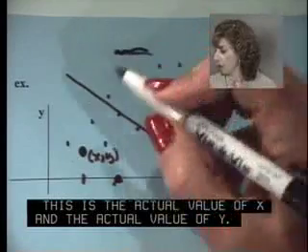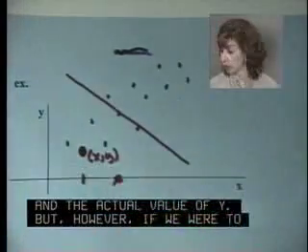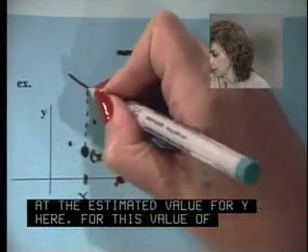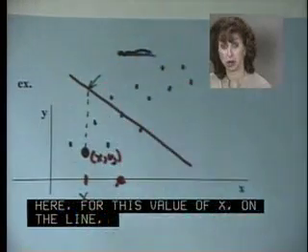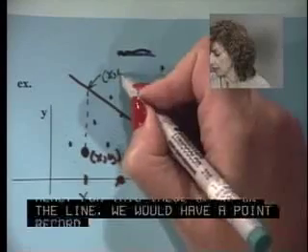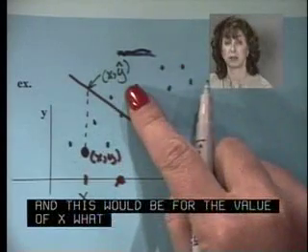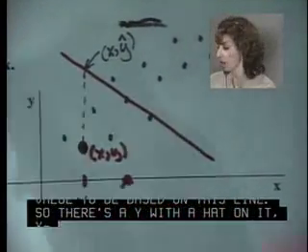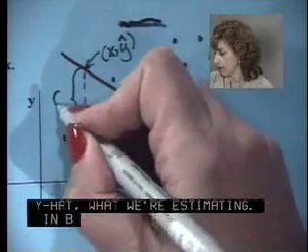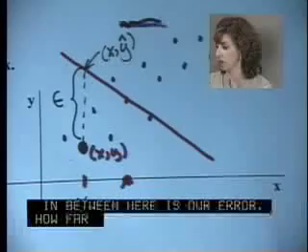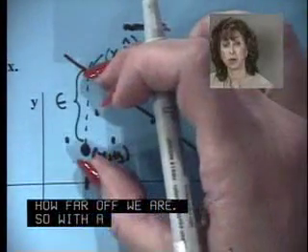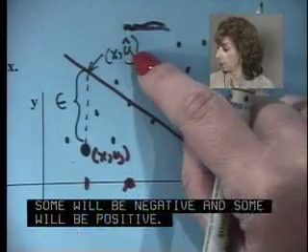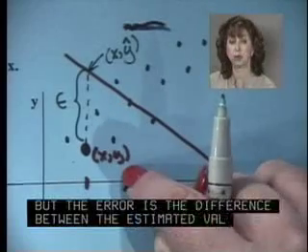However, if we were to look at the estimated value for y here, for this value of x, on the line, we would have a point recorded on the line, and this would be, for the value of x, what we estimate the y value to be based on this line. So there's a y with a hat on it, y hat, what we're estimating. In between here is our error, how far off we are. So with a bad fitting line, our errors are going to be far off. Some will be negative and some will be positive, but the error is the difference between the estimated value for y and the actual value for y.